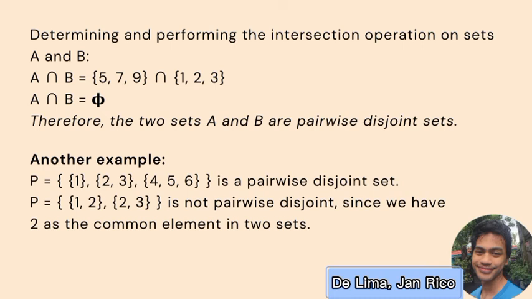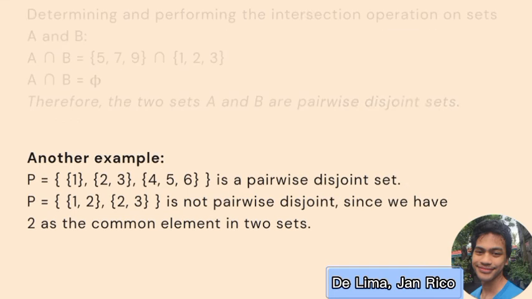The last example for pairwise disjoint sets is set P, which has the elements of {1, 2}, {3, 4}, {5, 6}, which is a pairwise disjoint set. On the other hand, set P with the elements of {1, 2}, {2, 3} is not a pairwise disjoint set, since we have 2 as the common element in two sets.